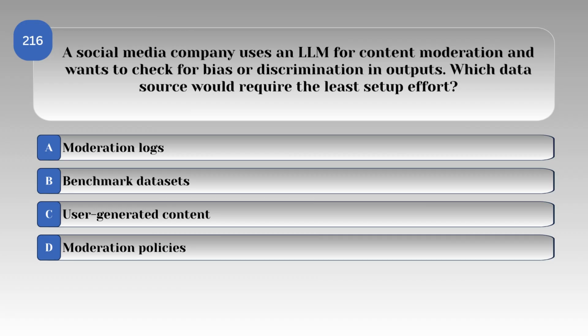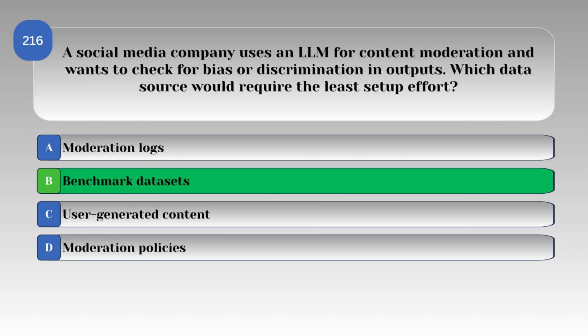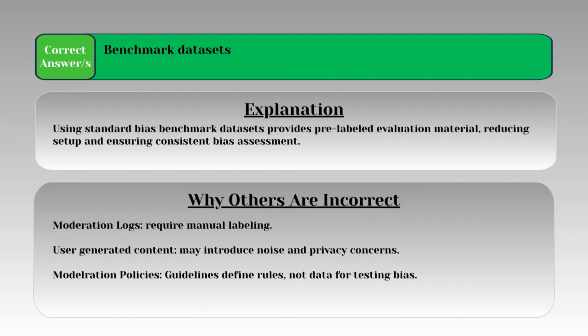Correct answer, benchmark datasets. Explanation: using standard bias benchmark datasets provides pre-labeled evaluation material, reducing setup and ensuring consistent bias assessment. Why others are incorrect: moderation logs require manual labeling. User-generated content may introduce noise and privacy concerns. Moderation policies: guidelines define rules, not data for testing bias.